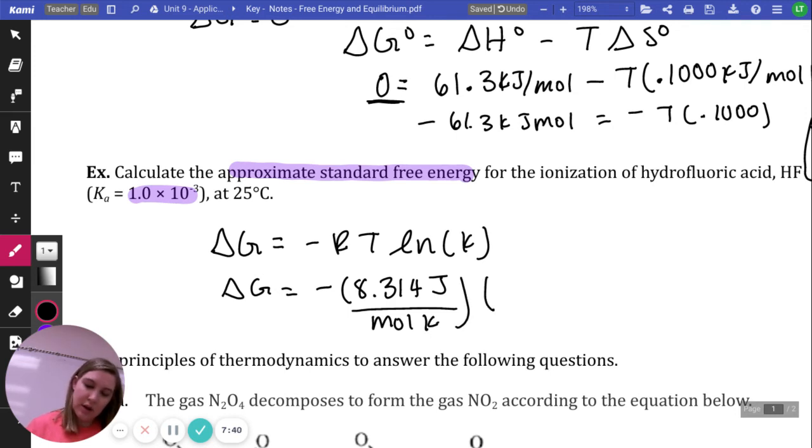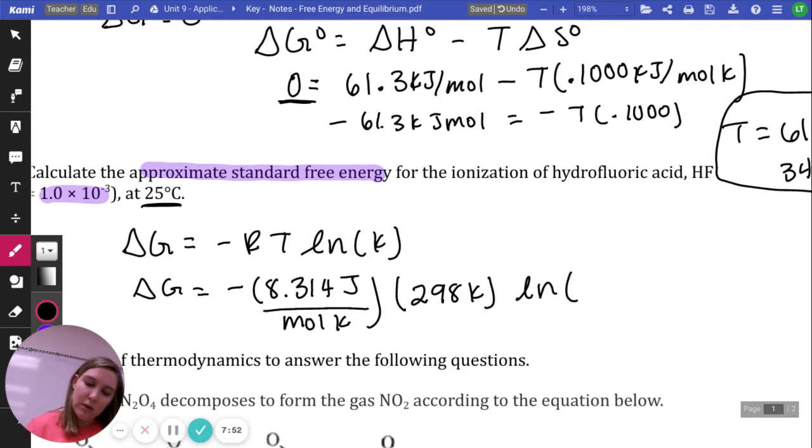And our temperature here would be 25 degrees Celsius. It needs to be in Kelvin, so we add 273 to that, and we get that our temperature would be 298 Kelvin, times the natural log of our K value, which is going to be 1.0 times 10 to the negative third. And so then you would just go ahead and plug that into your calculator to get our delta G.